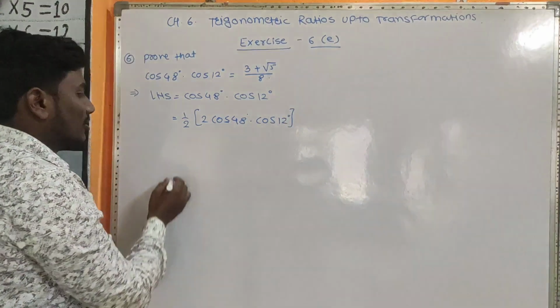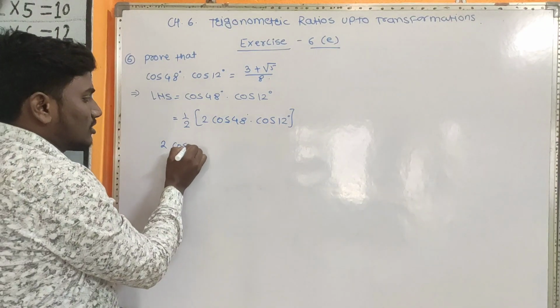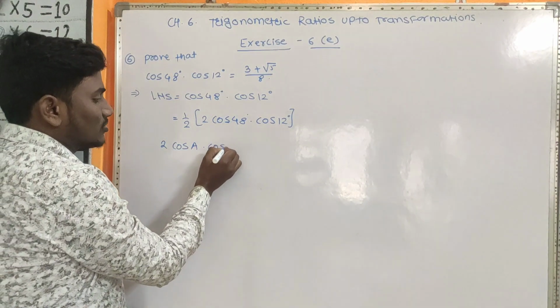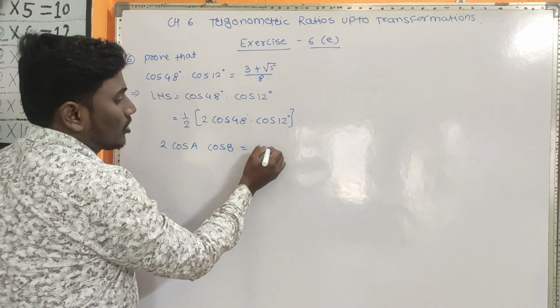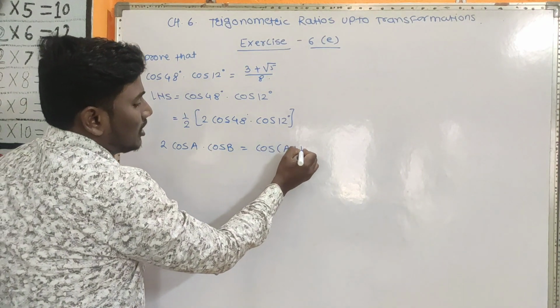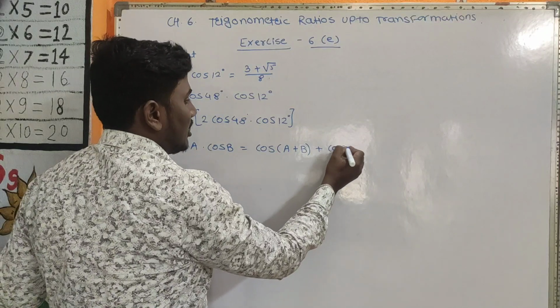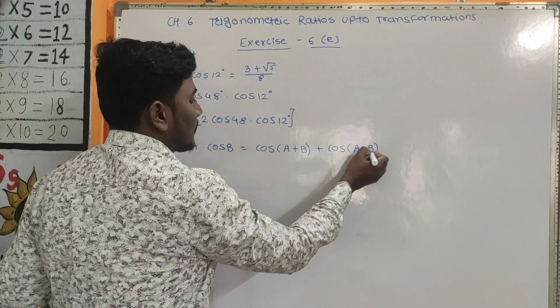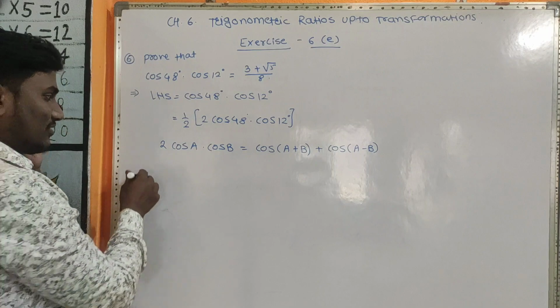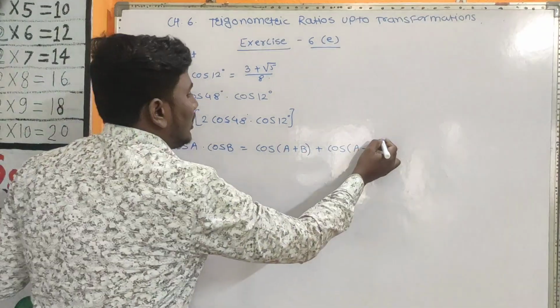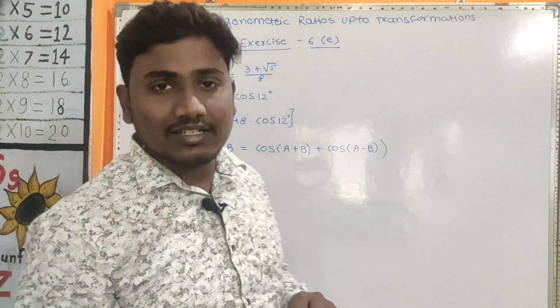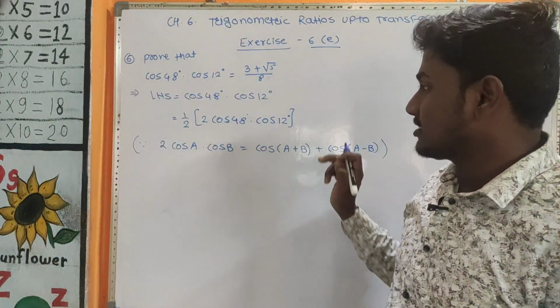So we know one formula, 2 cos A into cos B is equal to cos of A plus B plus cos of A minus B. So this formula is called defactorization. Okay. Now we can consider here A as 48 degree and B as 12 degree.